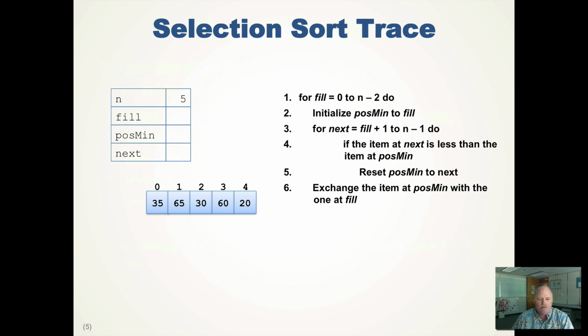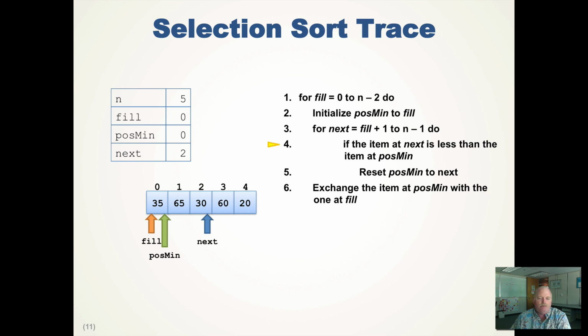We have the list of 5 items at the bottom. So we start with determining the position we're going to fill. So we now say we're going to use pos min to keep track of the minimum item in the remaining part that we're searching through. And then we use next to keep track of what we're considering as we scan the rest of the array or list. So we check to see if the item at next is less than pos min. If it is, we will reset it, but it's not. So in this case, we move it forward.